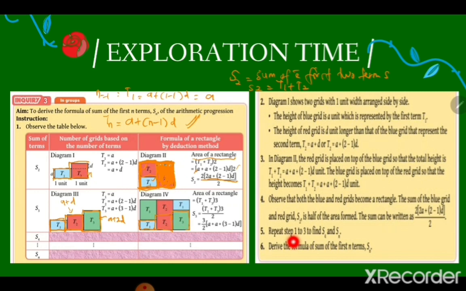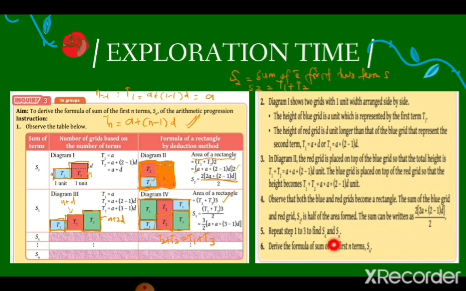And then we add another first, second, and third term. So, we arrange it accordingly, and we will find our rectangle. Again, this T2 plus T2 is actually T1 plus T3, right? So, we can say we have 3 times T1 plus T3.